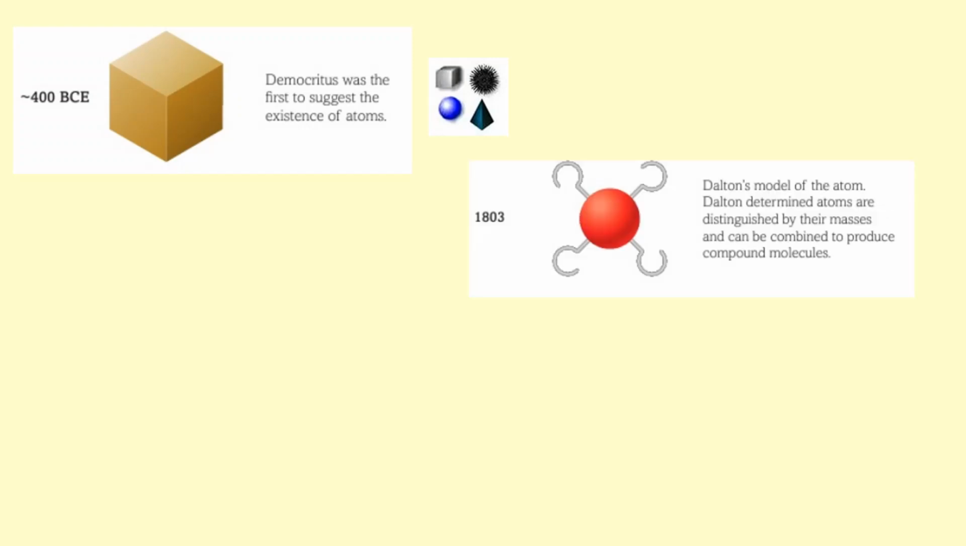Okay, we're going to look at the theory of atoms and how that's changed over time. So in 400 BCE, Democritus came up with the idea of atoms, meaning indivisible particles. And then in 1803, Dalton came up with the idea that there are different types of atoms which can be joined together to make compounds. And then Thomson discovered the electron.